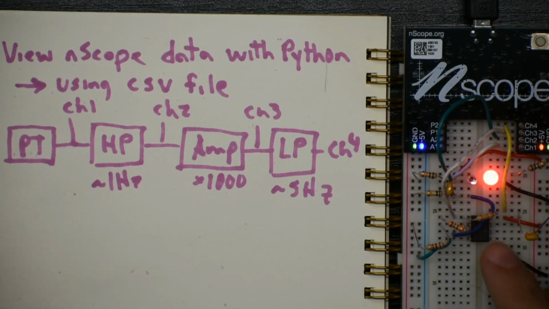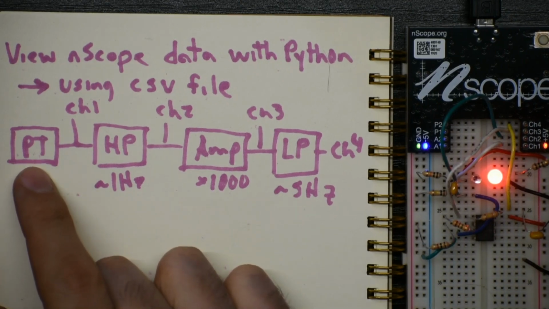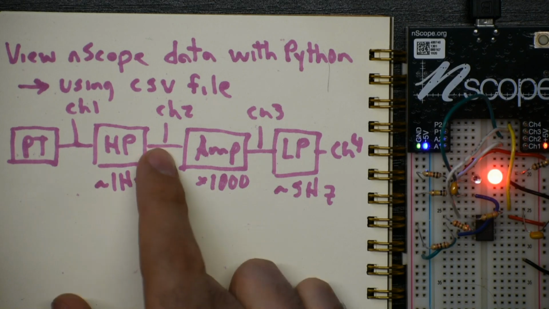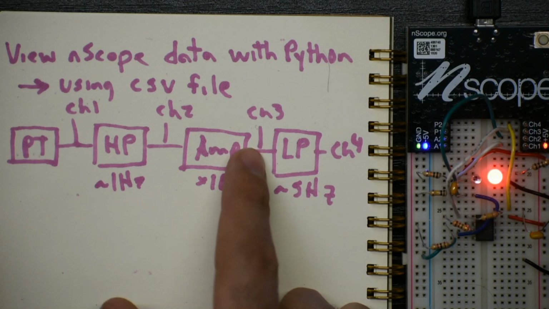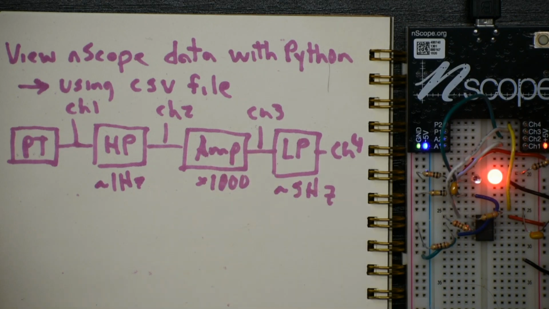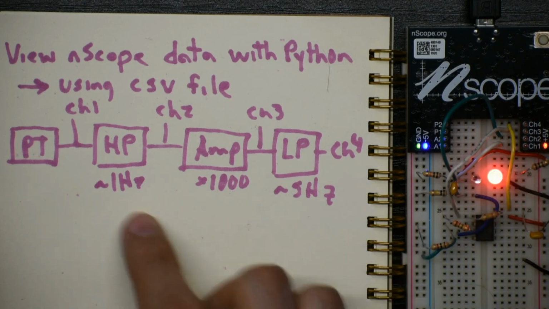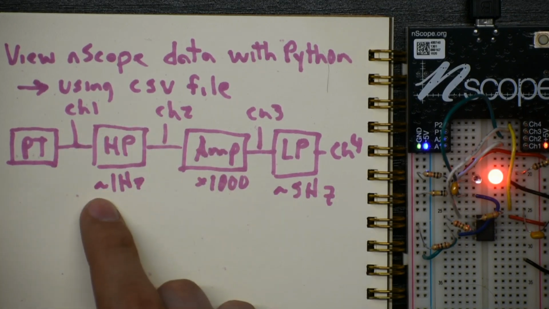I've built my pulse detection circuit, and here's how it's wired. We've got our raw phototransistor voltage going to channel 1. I've high-passed it at 1 Hertz and plugged that into channel 2. I've amplified it by a factor of 1,000, and that's viewed by channel 3. And then I low-passed it around 5 Hertz on channel 4. So for your specific circuit, depending on where you put your finger and how still you can stay, these numbers might be a little different, but that's the rough block diagram.